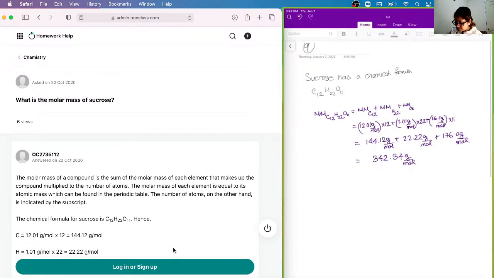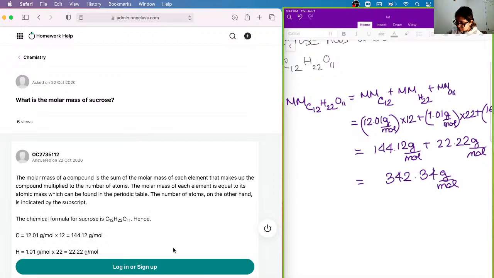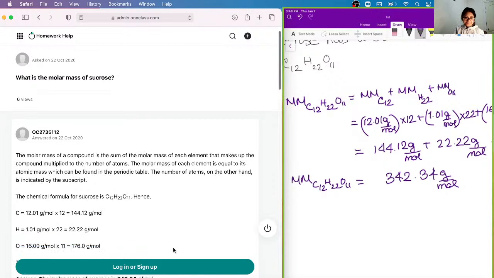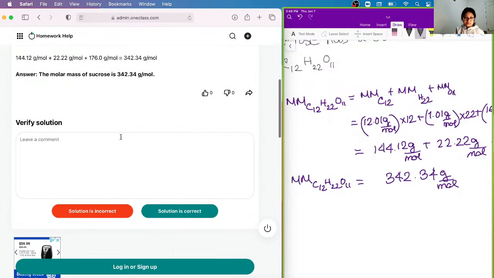And so the molar mass of sucrose is 342.34 grams per mole. And so this is correct.